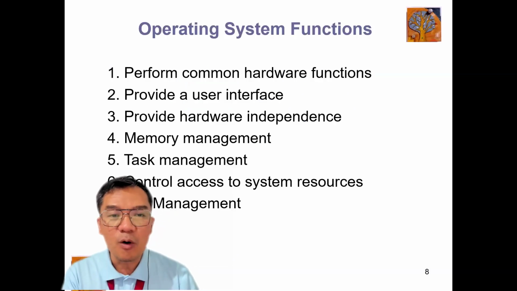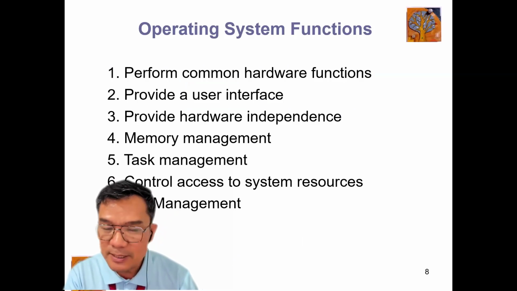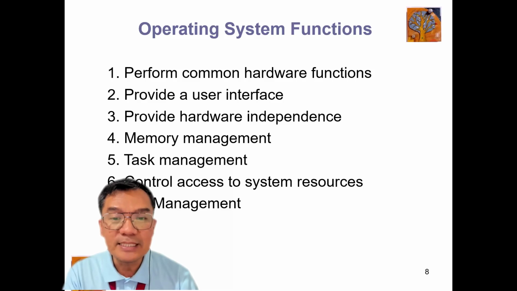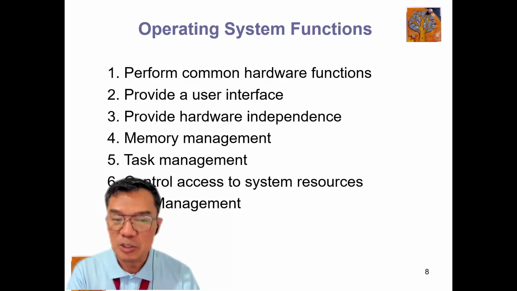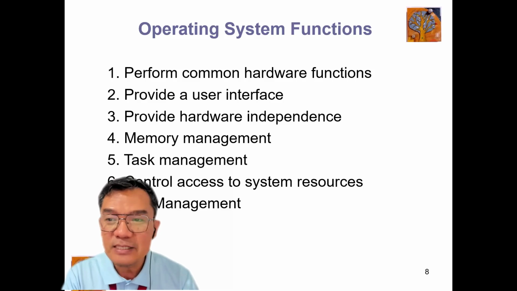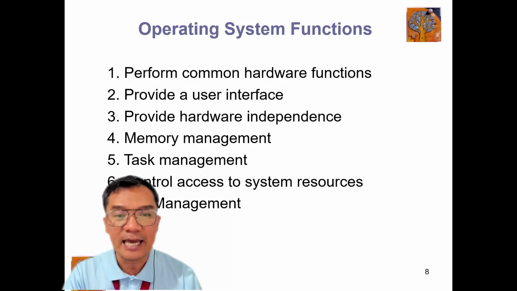So the basic operating system functions, or system software functions, would include: one, perform common hardware functions. Number two, provide a user interface. Number three, provide hardware independence. Four, memory management. Five, task management. Six, control access to system resources. And seven, file management. We will discuss each of these functions in detail in the next slides.